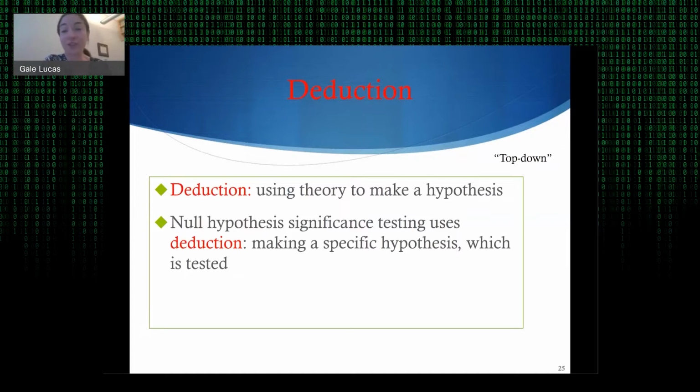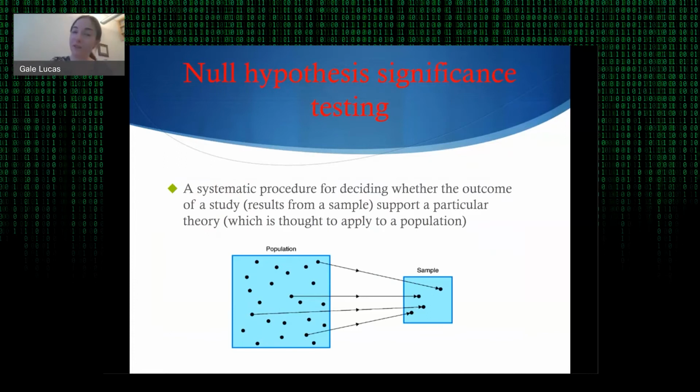Now, we're switching the other way. We're going top down. We're now going to talk about deduction. I mentioned earlier null hypothesis significance testing and how that's the old way of doing things when you have theory-driven research. So indeed, as promised, null hypothesis significance testing uses deduction. This is the example of does prayer work? You make a specific hypothesis, which is tested using the approach of null hypothesis significance testing.